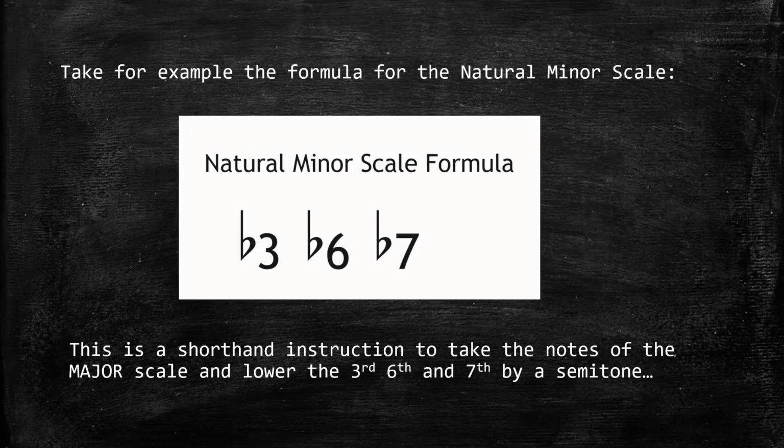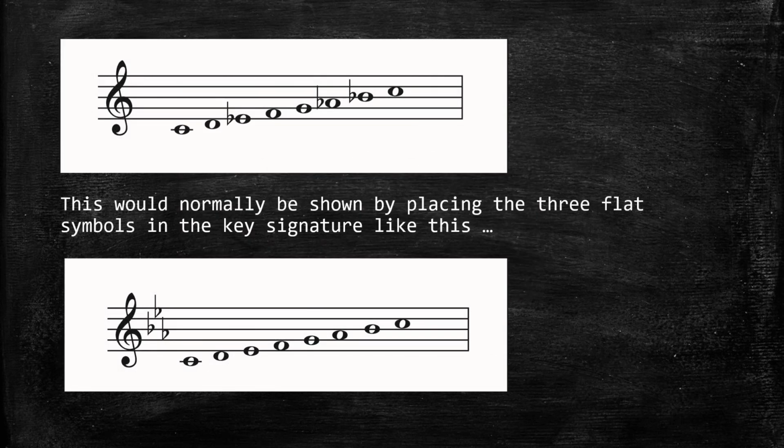Take, for example, the formula for the natural minor scale. Flat 3, flat 6, flat 7. This is a shorthand instruction that says take the notes of the major scale and lower the 3rd, 6th and 7th each by a semitone. This would normally be shown by placing the 3 flat symbols in the key signature like this.